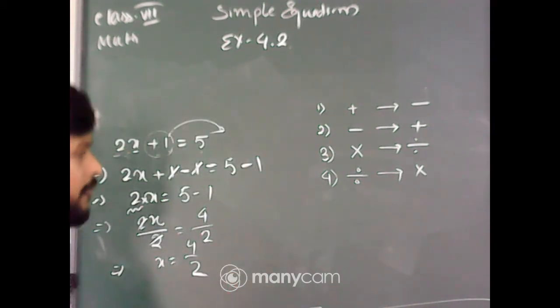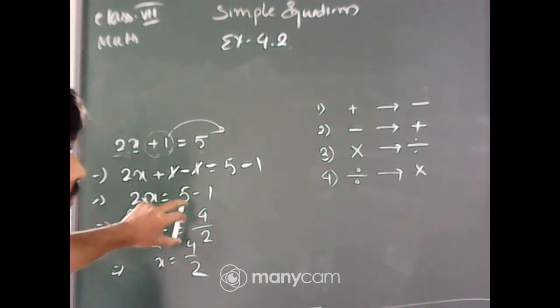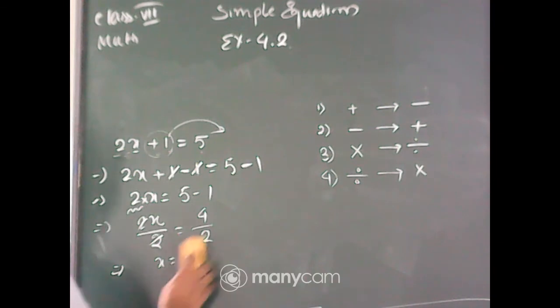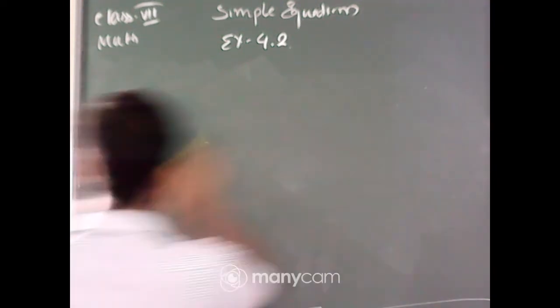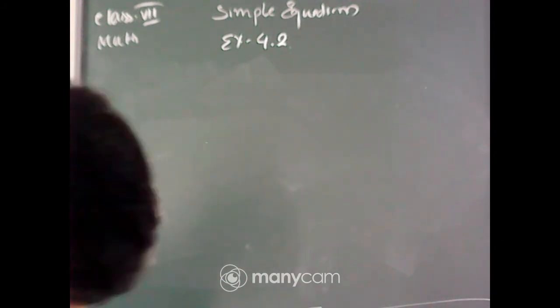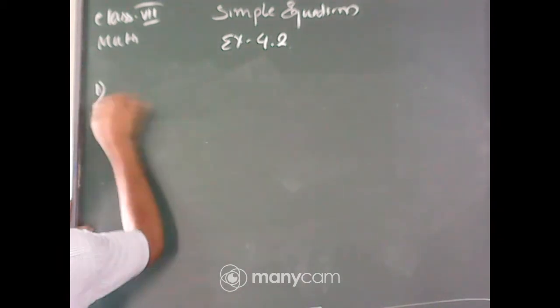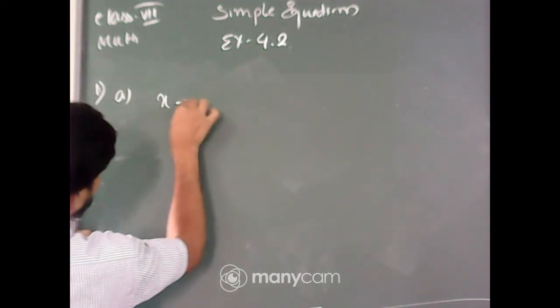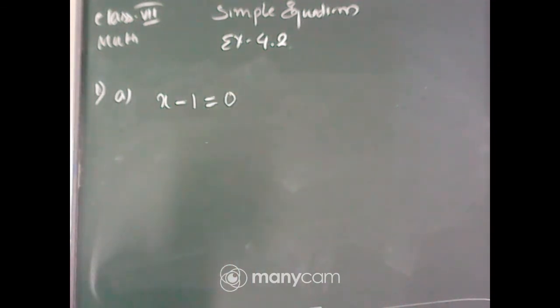Okay. Now have you understood this? Then I am just giving a few examples from the exercise. Look, the first question is, give the first step you will use to separate the variable and then solve the equation. So question number 1 A is x minus 1 is equal to 0.